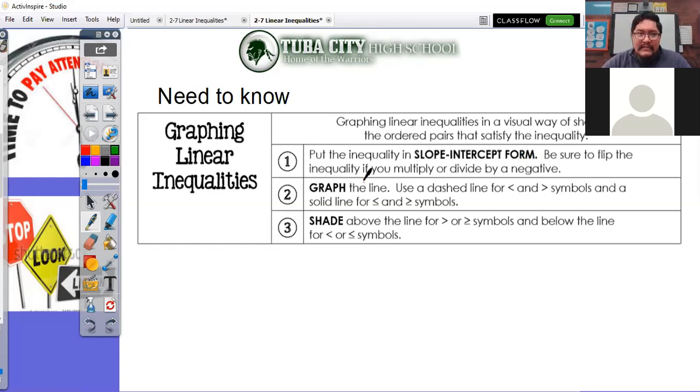Graph the line is the next step. So this is pretty easy. Just use your y equals mx plus b, which is what slope-intercept form is, right? Yesterday I made excellent breakfast. Start with breakfast, use your slope.